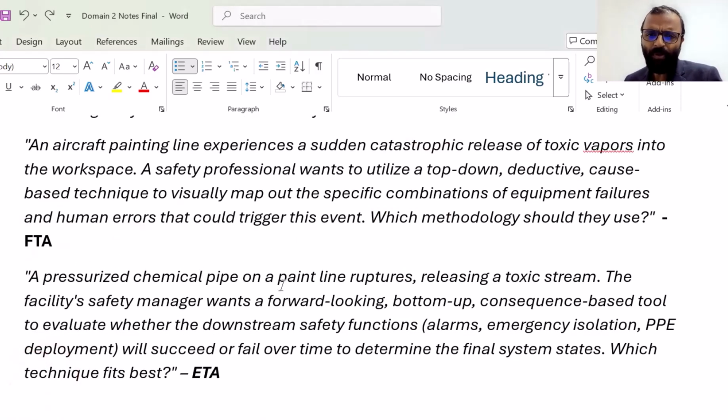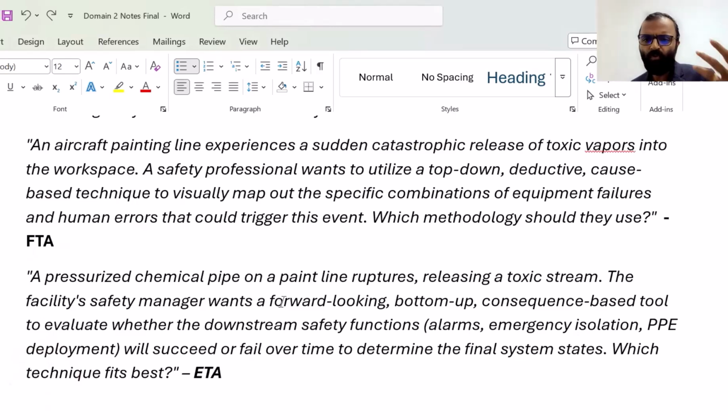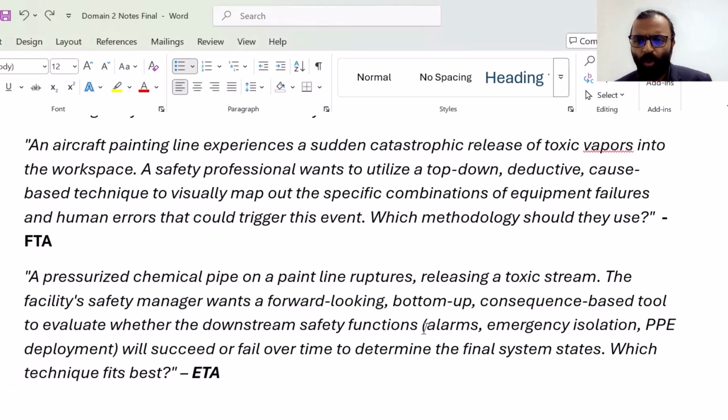A pressurized chemical pipe or paint line ruptures, releasing a toxic stream. The facility's safety manager wants a forward-looking, bottom-up, consequences-based tool to evaluate whether the downstream safety functions will succeed or fail. Here itself the keyword has been given. So the keyword is very important. Whether it will succeed or fail, you are moving into the future. You are doing the inductive, bottom-up approach. So it is event tree analysis.